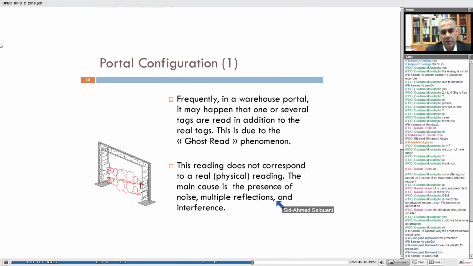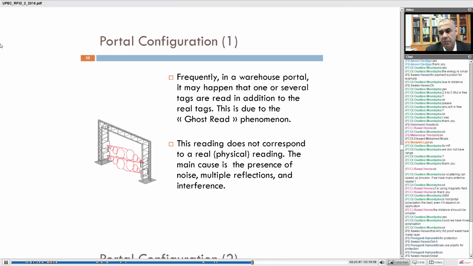There is also the same for the metal and also for the water. It's the same experiments. Beyond 6 millimeters, we are safe. We have 100% successful reading.